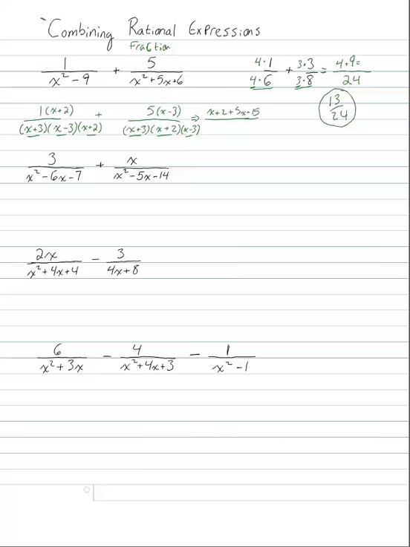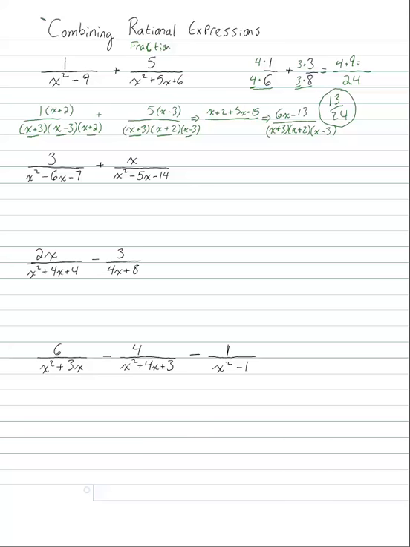So I can simplify that to give me 6x minus 13 all over my common denominator, x plus 3, x plus 2, x minus 3. See if you can simplify it. And I know I can't simplify it. If I could simplify it, that means that I would be able to factor out that numerator.